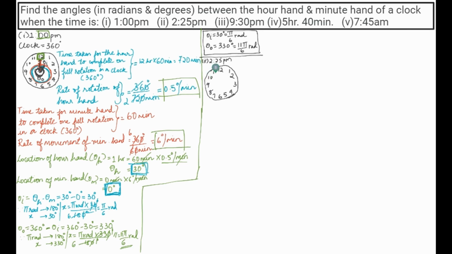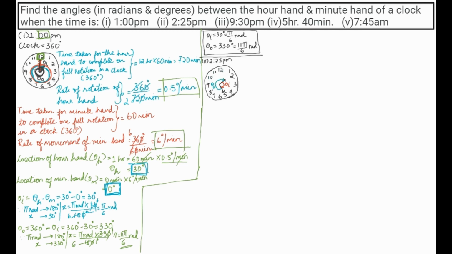So let this be your clock, and the time given in the question is 2:25 p.m. That is here. That is the hour hand, minute hand is here, and hour hand is at position 2. So our inner angle, that is the angle between the hour hand and minute hand, is theta I, and the angle between the minute hand and the hour hand is theta O, that is the outer angle.